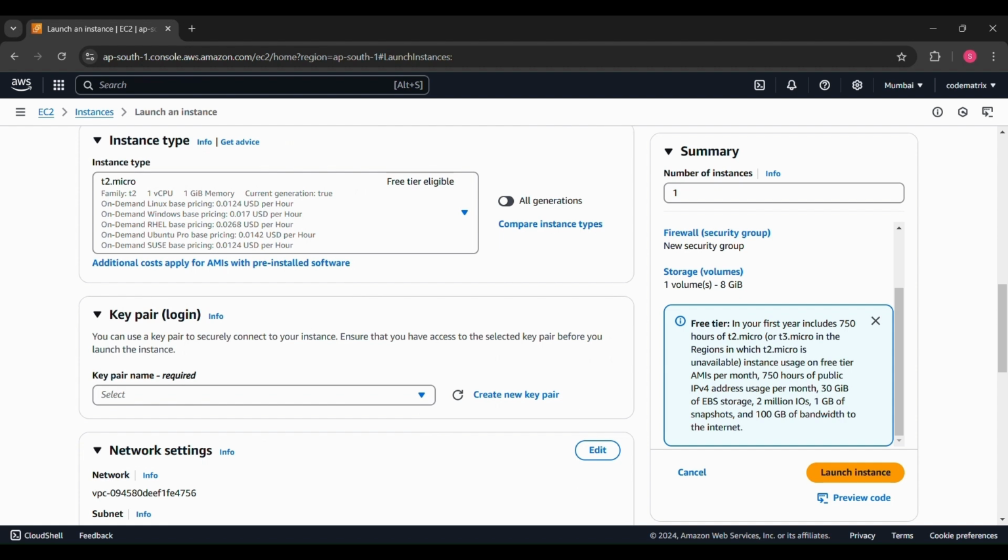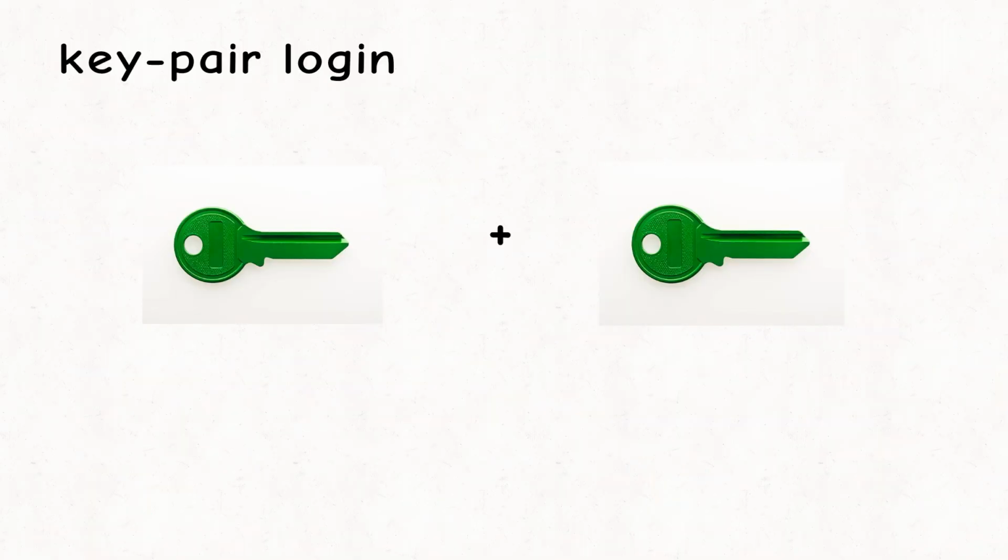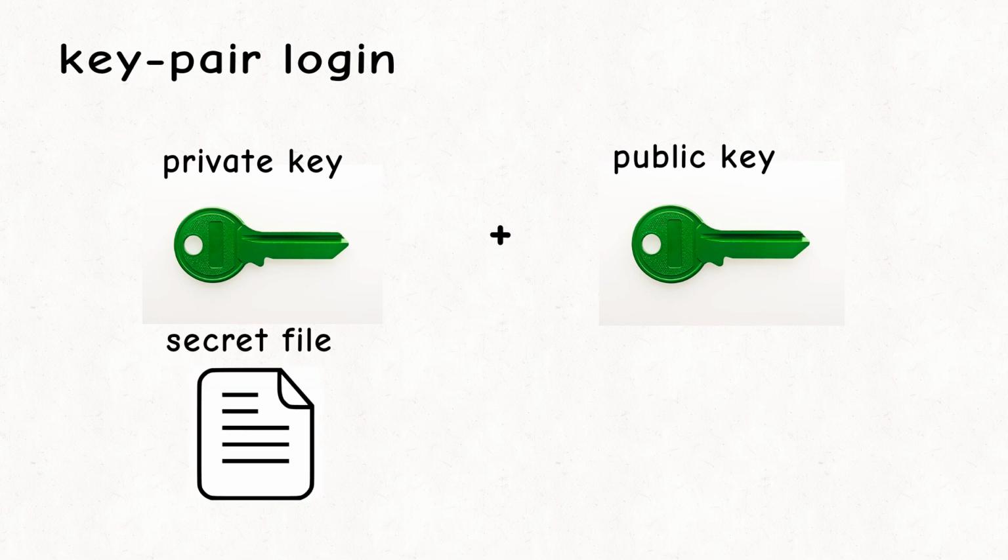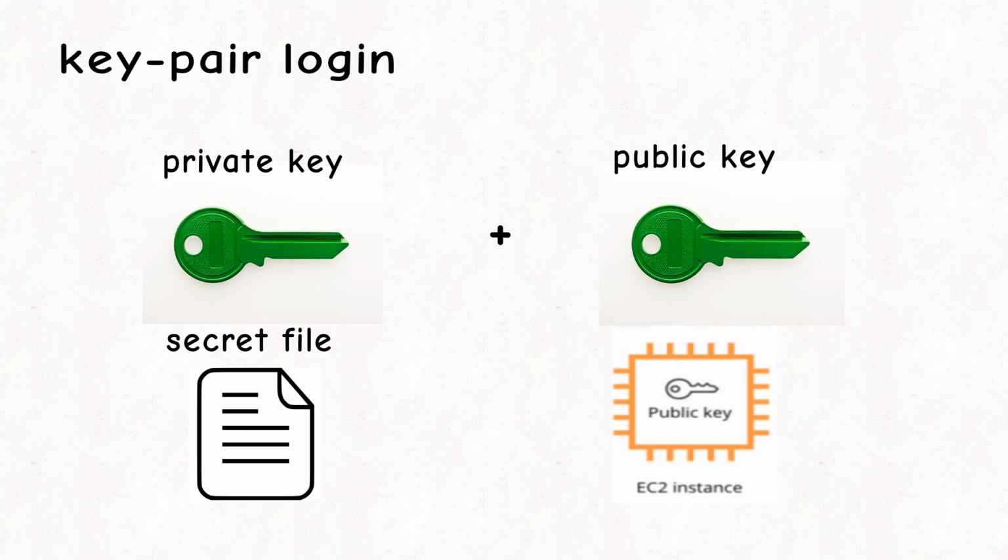Think of a key pair as a kind of password, but it works differently. Let me explain. A key pair is a combination of 2 special keys used for security. One is a private key, and the other is a public key. Private key: this is a secret file that stays on your computer. You download it when you create a key pair instance. We will see this in a few minutes. Public key: this is stored on the EC2 instance in the cloud. These 2 keys work together to allow only you, or someone with the private key, to connect to the instance.